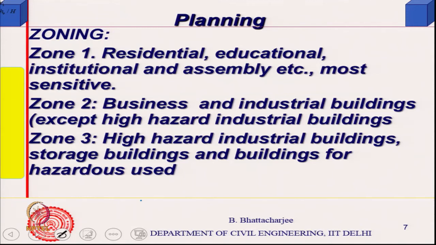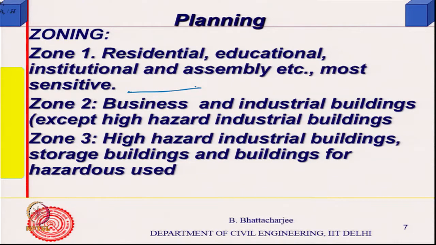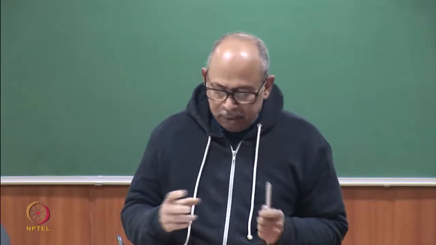So for fire, as I said, zoning is done, with the same ideas as in urban planning. Within a building, we talked about any kind of nuisance. Now in urban planning also, zone 1 is residential, educational, institutional, assembly, etc., which are more sensitive. Zone 2 is business and industrial buildings except high hazard industrial buildings. Zone 3 is high hazard industrial buildings, storage buildings, and buildings for hazardous use. They should be kept away from each other. You segregate them, do not mix them up together.